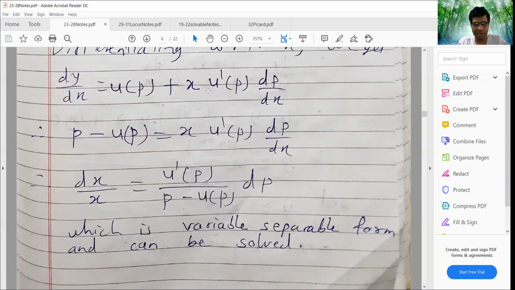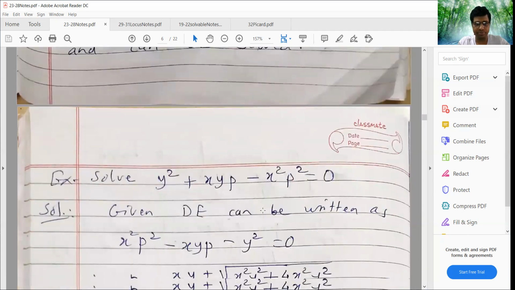On the right hand side we use the product rule of differentiation, and we get the variable separable form dx upon x equal to u dash of p divided by p minus u of p dp. So this is the variable separable form.